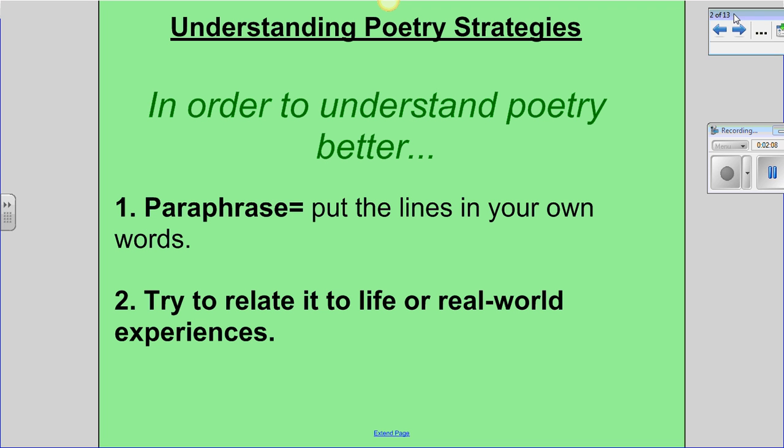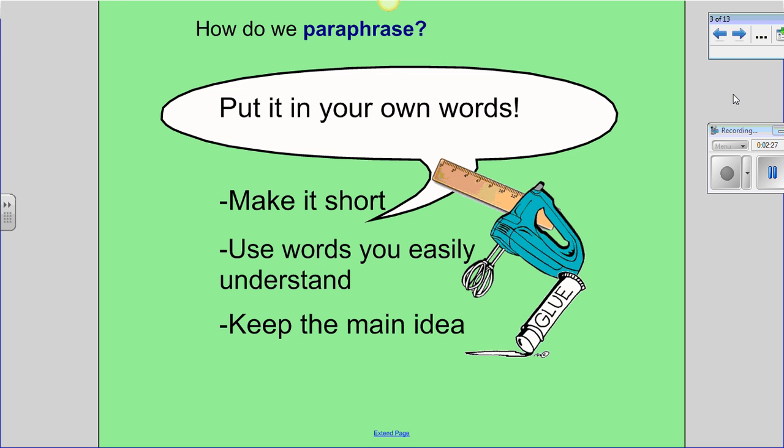All right, so what we're going to start by doing is reviewing some strategies to help us understand poetry. So in order to better understand poetry, first you need to paraphrase. So this means that you need to put the lines in your own words. To paraphrase, you should make it short. So make whatever you're reading shorter. You should use the words that you understand and keep the main idea. But it's really important that you keep this main idea and you put it in your own words.